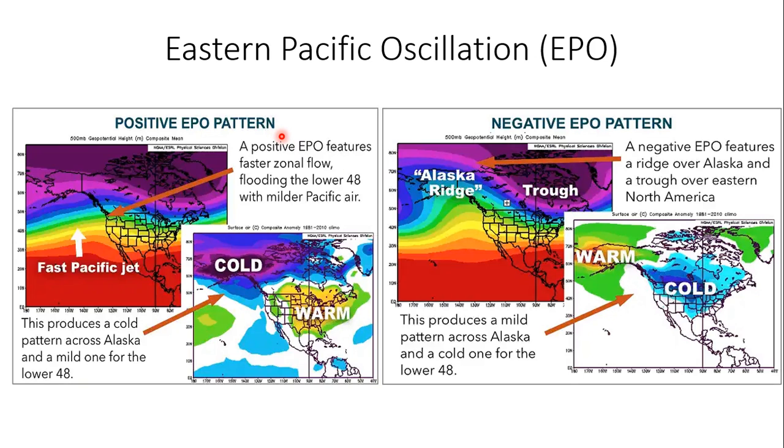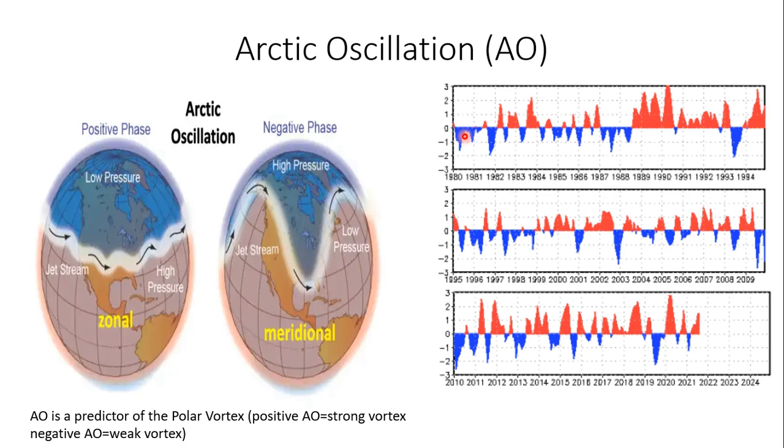So, there's always an equal and opposite reaction to everything in the atmosphere, and this is another example of that. Right now, let's talk about some of the major climate drivers we need to talk about for the upcoming winter. The first one is the Arctic Oscillation, AO. I'm just showing you a difference between a positive phase on the left and a negative phase of the AO on the right. So notice the jet stream again.